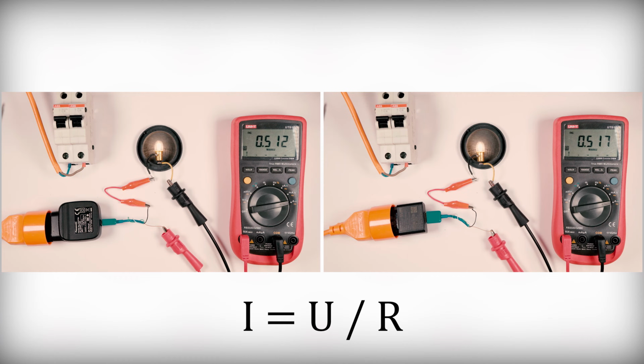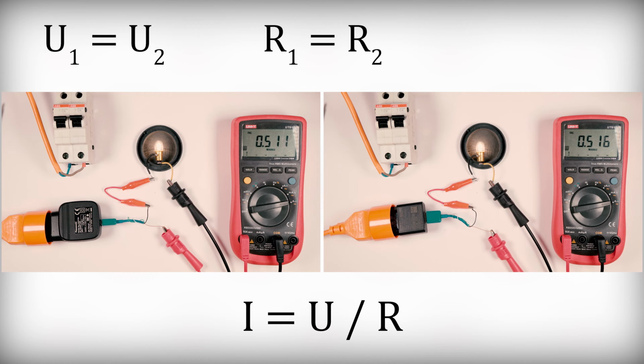Because both power supplies output the same voltage, the U's will be identical. R is the lamp's resistance. We got the same lamp, which means the resistance will also be the same in both cases. From this we can conclude that the current strength will also be the same. Your smartphone will behave exactly the same way.